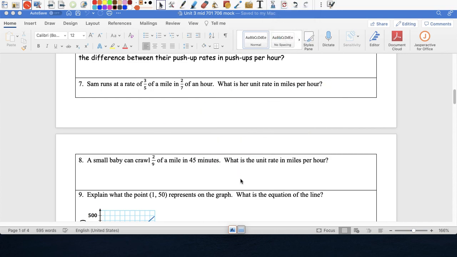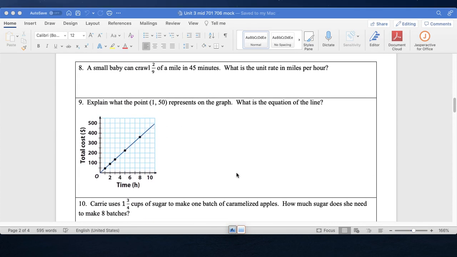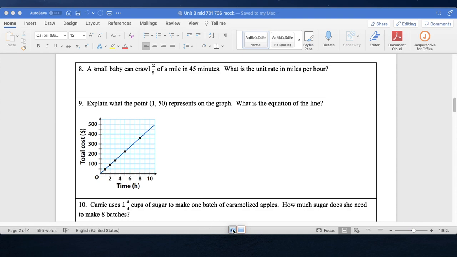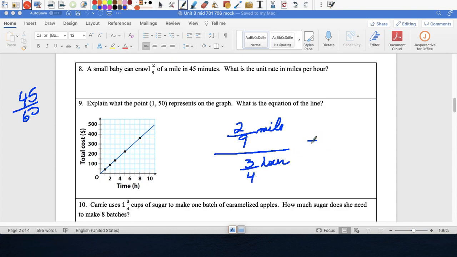Right, so far nothing you haven't seen. A small baby can crawl 2/5 of a mile in 45 minutes. Right, so again, write your units, write it as a fraction. I think it's preferable. For 45 minutes, what is it of an hour? Well, you could have written 45 out of 60, or in this case, 3/4 of an hour. Same thing. We want to change this to 1 hour.